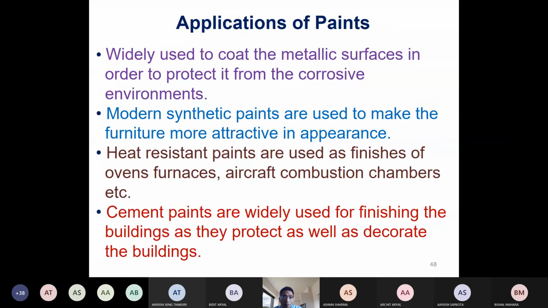Paint is widely used to coat metallic surfaces in order to protect them from corrosive environment. Modern synthetic paints are used to make furniture more attractive in appearance.